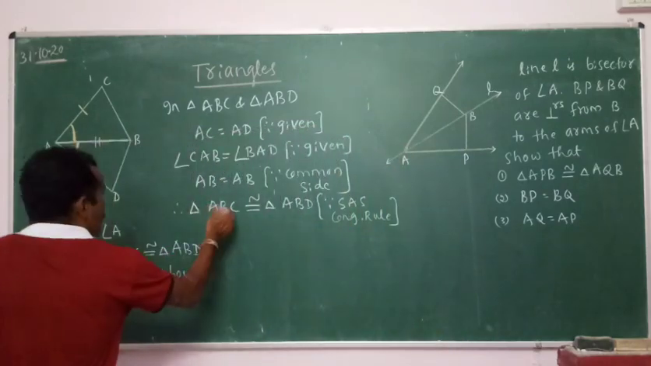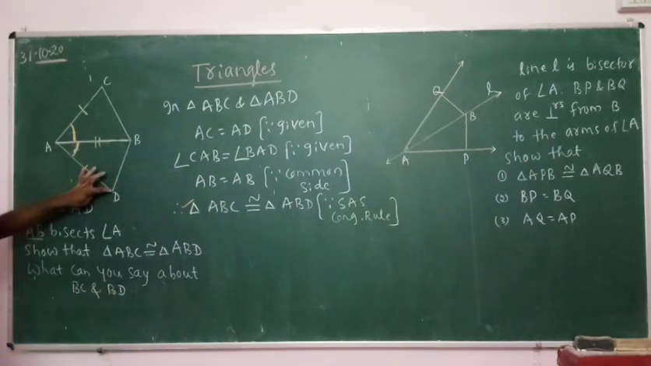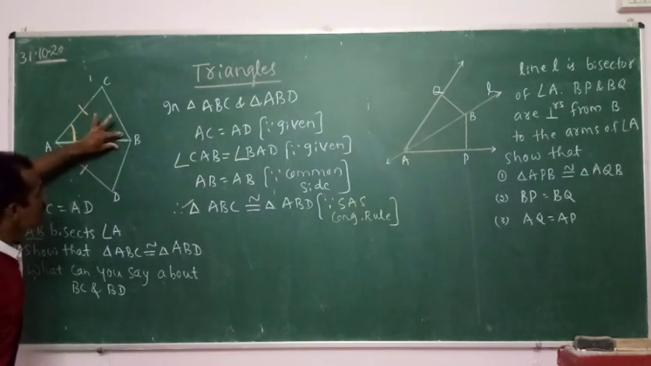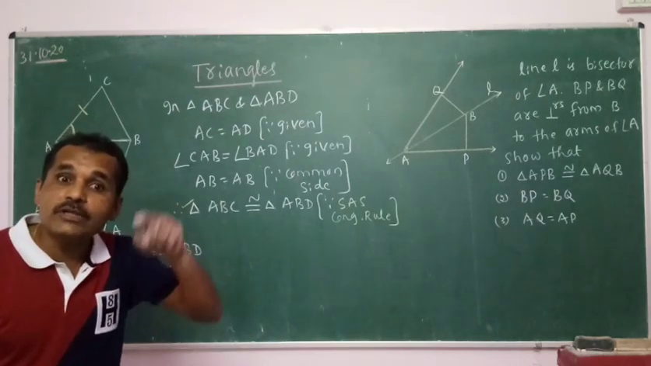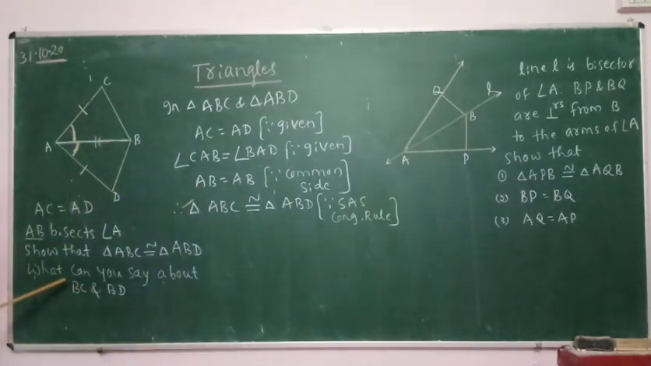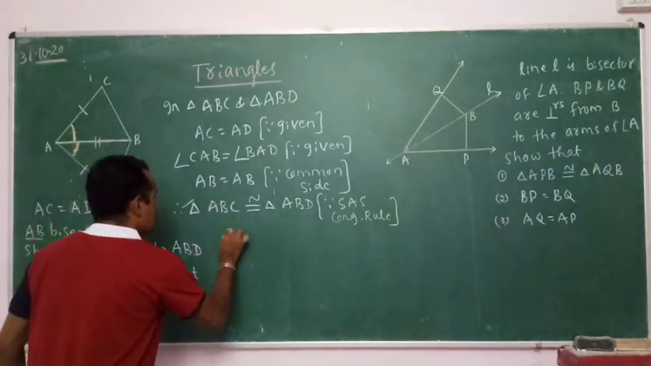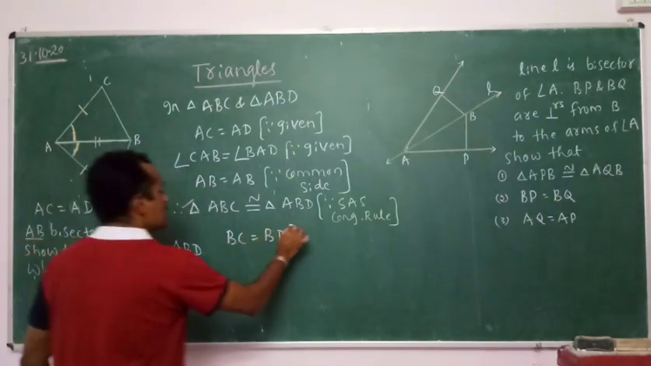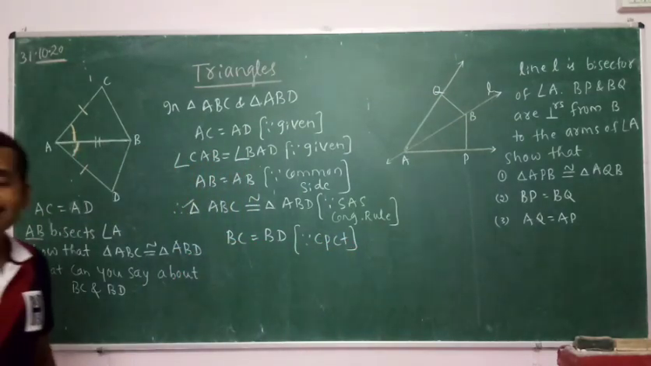Now I can say, once I prove the triangles are congruent, I can say these two are equal because of CPCT. I can say these two angles are equal because of CPCT. I can say these two angles are also equals to each other. But that is possible only when you prove the triangles are congruent. They are asking you, what can you say about BC and BD? You can write BC is equals to BD. This is because of CPCT, corresponding parts of congruent triangles.